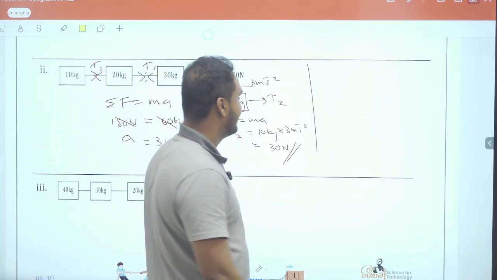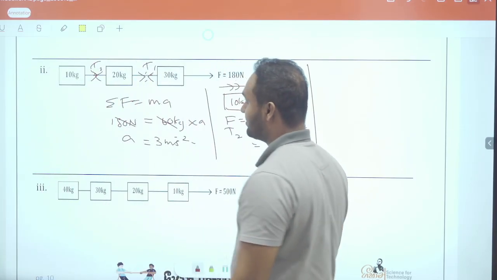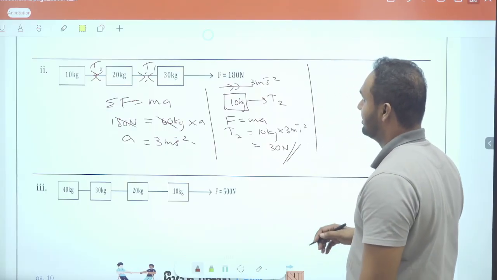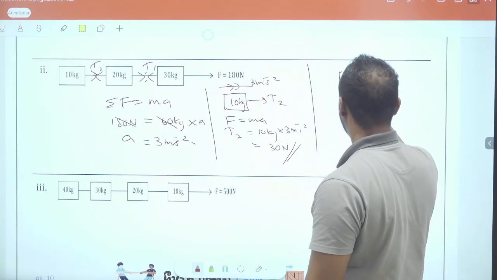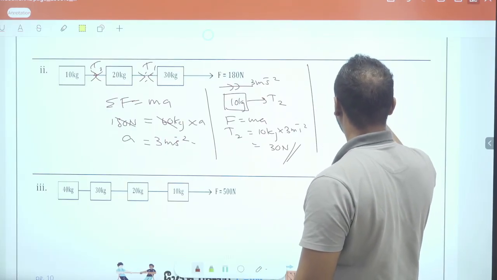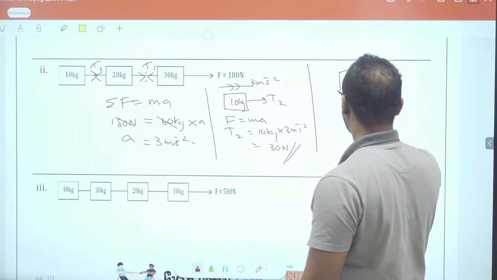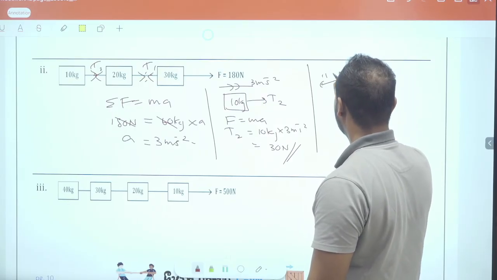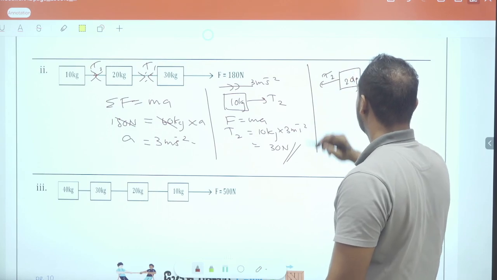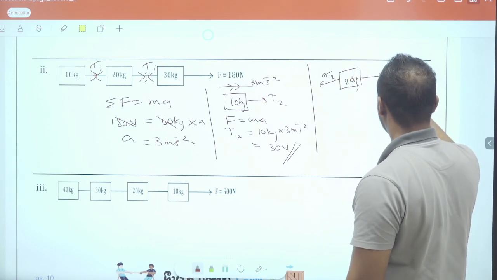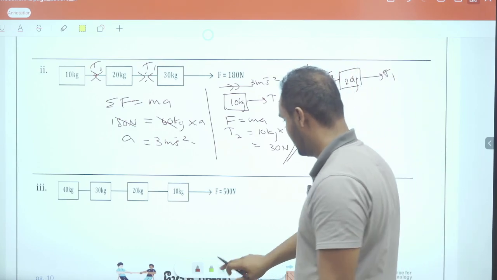Now listen. So how do you do it? I'm going to put it to the 20 first. Now here's a 20 kilogram mass, and the forces acting are T1 acting here and T2 acting here. These are the two forces, T1 and T2.